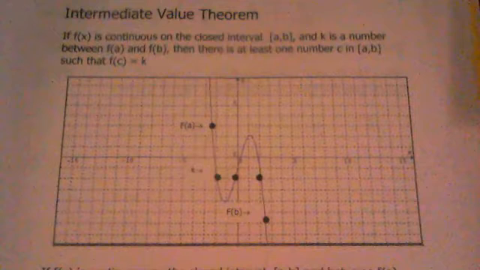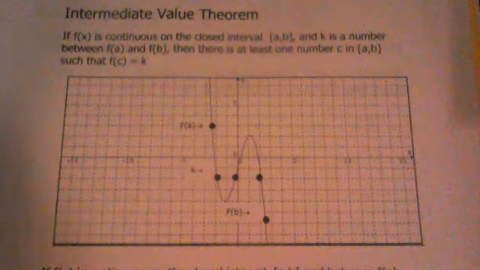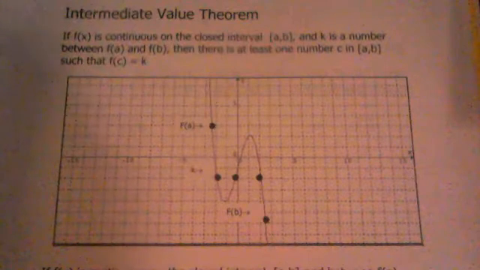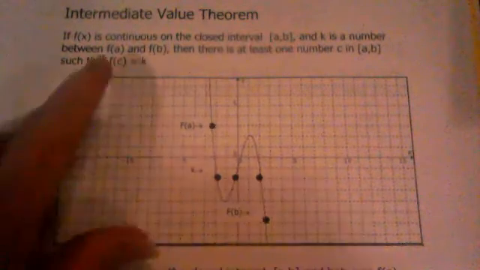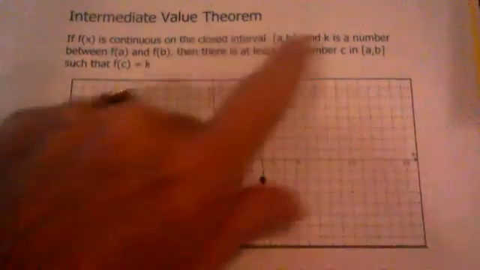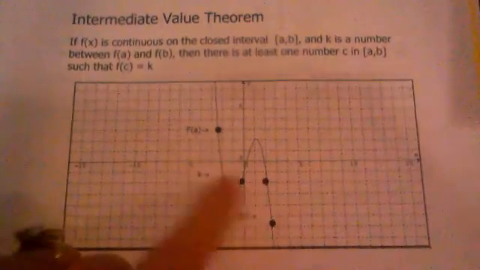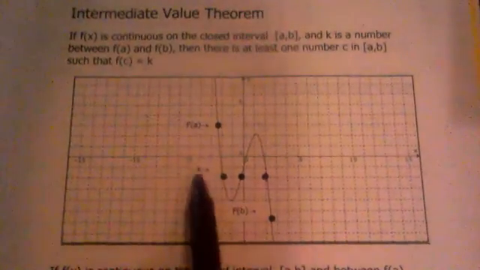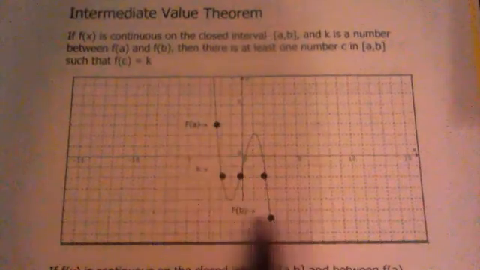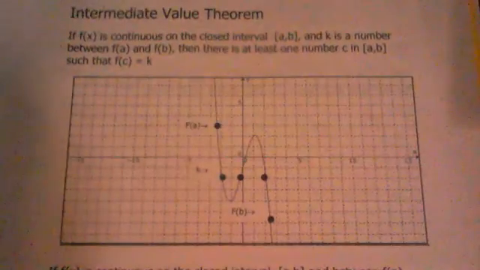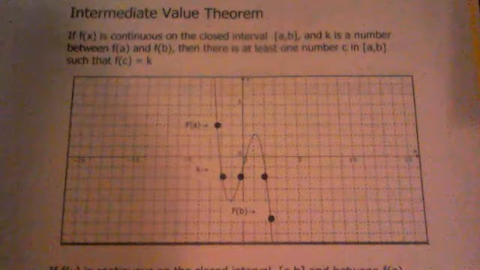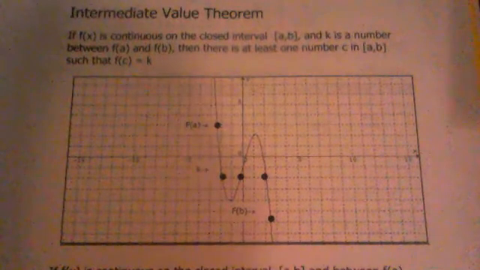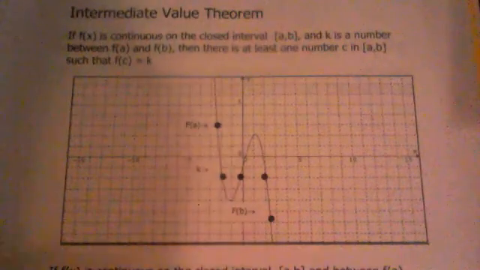So here's what it says. It says if f of x is continuous on the closed interval from a to b, and k is a number between f of a and f of b. So these are output values. So k is talking about an output value here, and they're saying k is some value between f of a and f of b. Then there has to be some number c in our interval such that f of c, or the output value of the function, is equal to k.